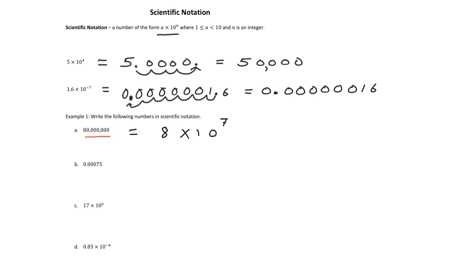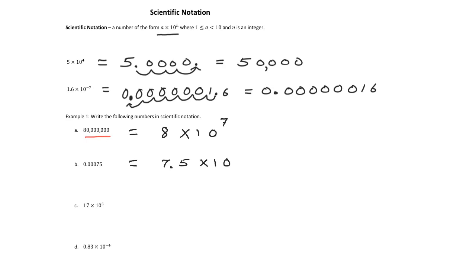Now if we compare this to part B, I have to decide again what the value for A has to be. And it has to be something between 1 and 10. So I'm going to use 7.5. That's definitely greater than 1 and less than 10. And I'm going to multiply by 10 to a power. That power has got to be a negative number because the value should be getting smaller.